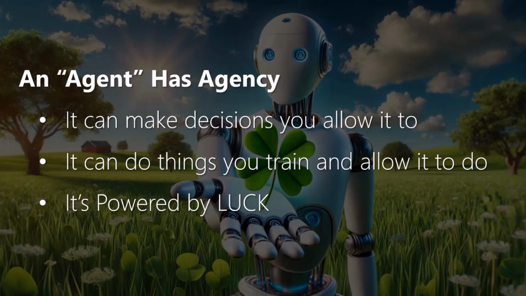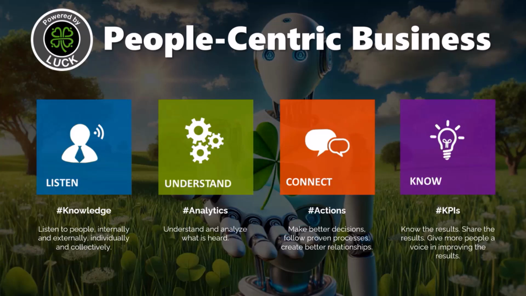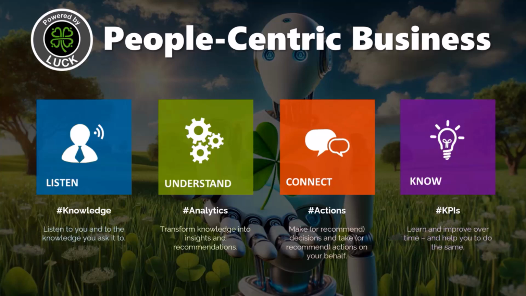We like to say it's powered by luck. What does that mean? Luck is an acronym that describes how well-run organizations are more people-centric. That is listening and remembering better, understanding and analyzing to make better decisions, connecting through more consistent processes, and knowing the results so there can be a more continuous improvement. Luck is how well-adjusted humans interact with each other, and it's also how well-run organizations use digital solutions to empower their humans to do this better.